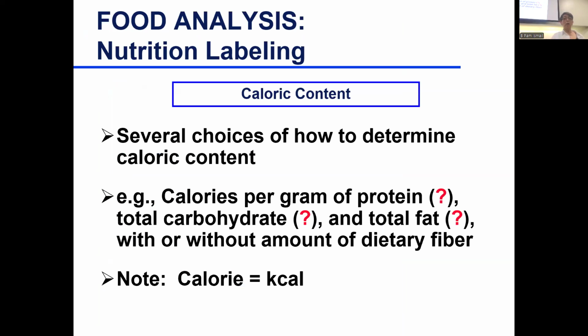Now, calories. How do we determine the total calories that you see on the label? You can do it by calculation, or you can do it by actually measuring the calories in something called a calorie bomb, an energy bomb. You put the food in and then you combust it and you record the energy generated. But mostly you just add up the calories based on the grams of your protein, carbohydrate, and fat.